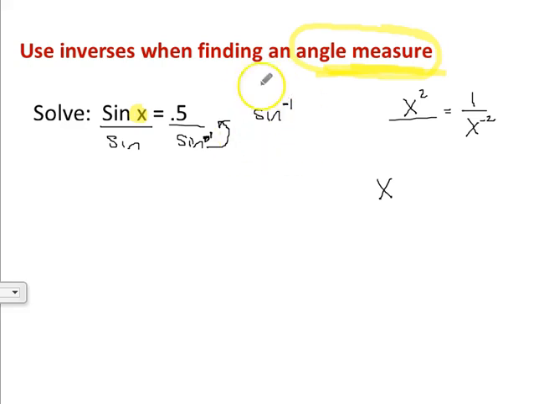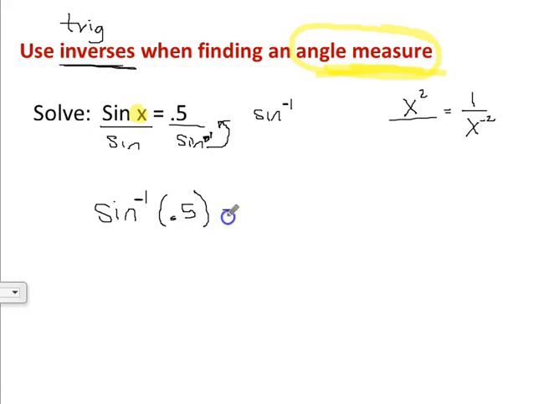So that's the reason why anytime we're trying to find an angle measurement, we take the inverse of the trig function. So anytime you're trying to find an angle measurement, you're going to use the trig function inverse. That means we're going to take the sine to the -1 power, that's the inverse, times 0.5. And you just plug it into your calculator and let the calculator do the work.